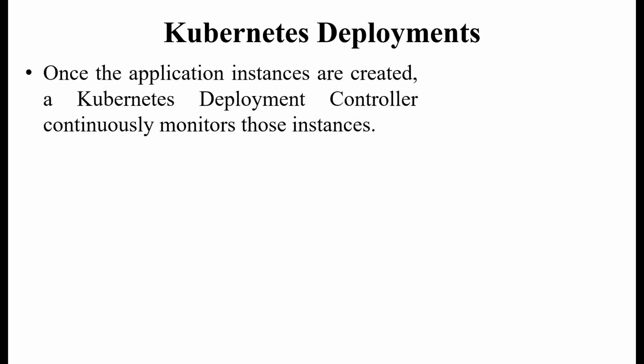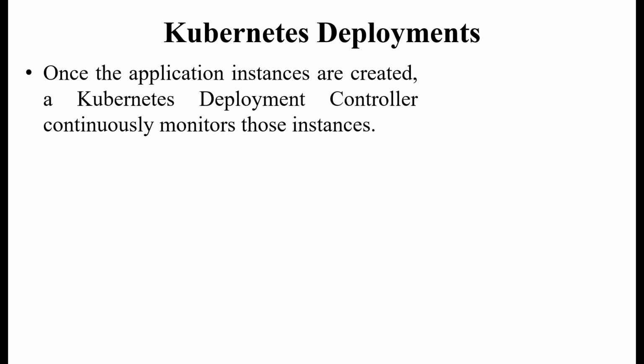Once application instances are created, a Kubernetes deployment controller continuously monitors those instances. As we were trying to understand, the controller manager keeps on monitoring our instances. If the node hosting an instance goes down or is deleted, the deployment controller replaces it. So there is a self-healing mechanism, which we can call that.